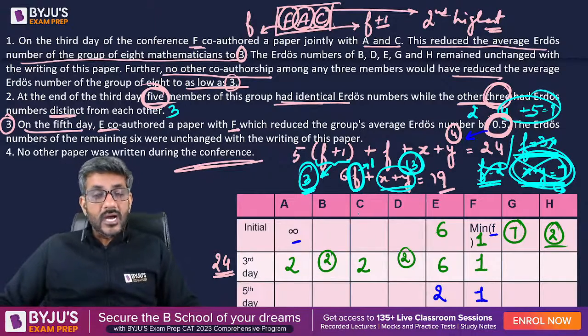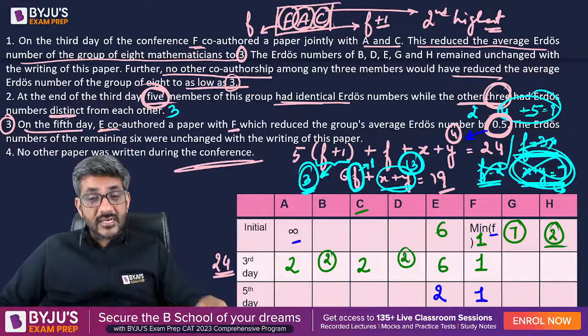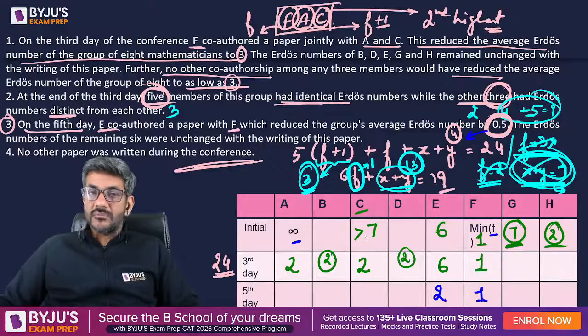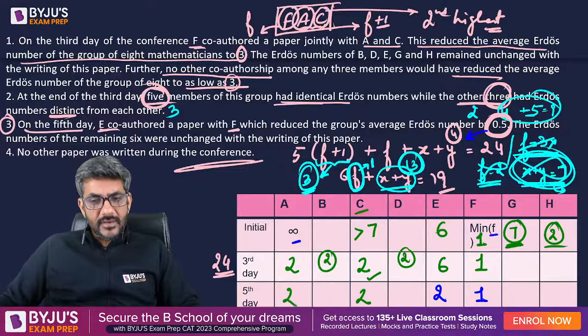तो यहाँ पे मैं ये पक्का कह सकता हूँ, C is the guy with the second highest ADOS number. So he had an ADOS number of more than 7, because 7 तो किसी का है ही. So he had an ADOS number of more than 7. Later on, it became 2. It remained 2. It became 2. It became 1. And this we don't know, which are these guys.